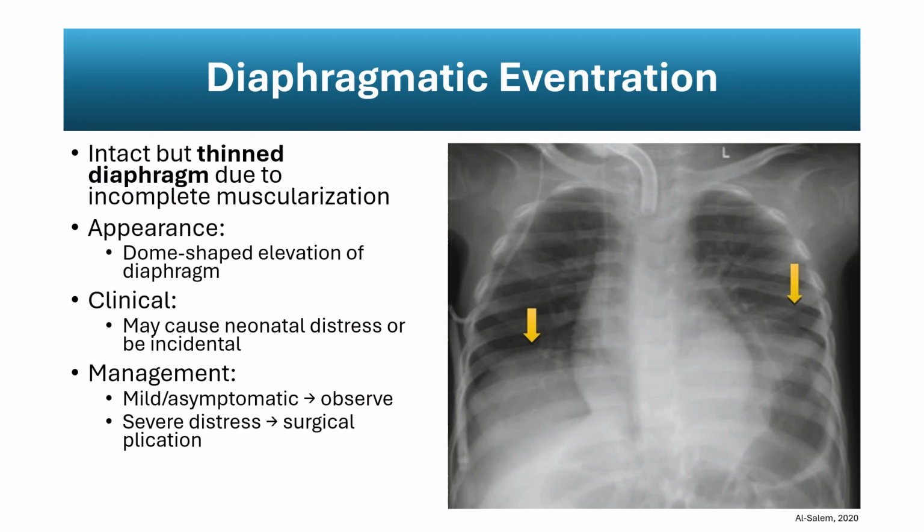Asymptomatic or mildly affected infants can be observed, while those with significant respiratory compromise may require surgical plication to flatten the diaphragm and restore effective lung expansion. Recognition of the condition and its functional impact is critical for anticipating ventilatory needs, particularly during the neonatal period, and for planning postnatal monitoring and potential surgical intervention.